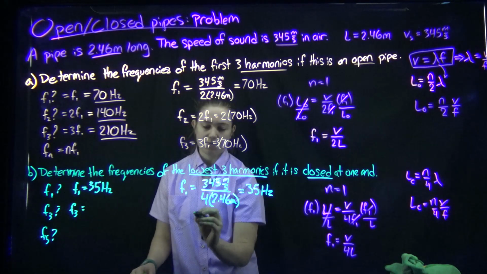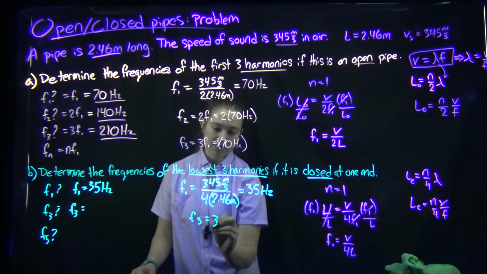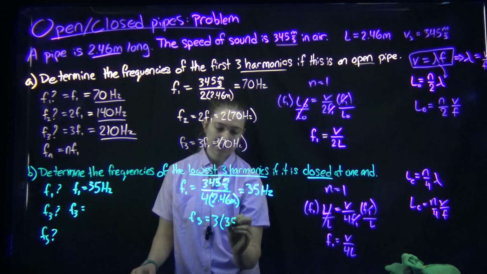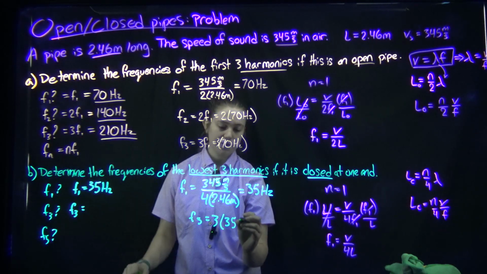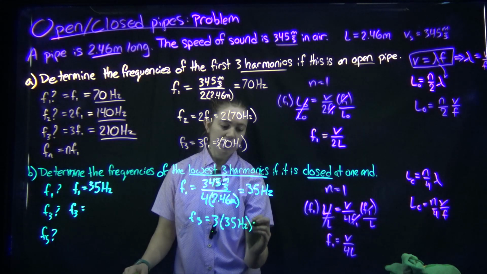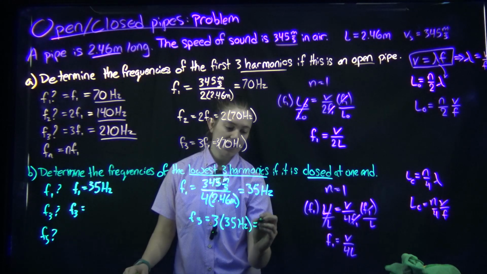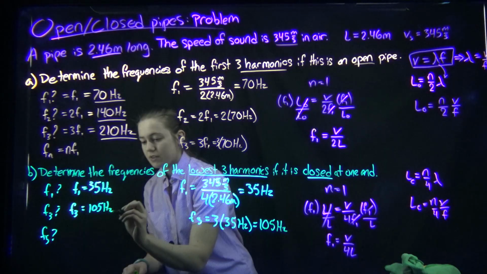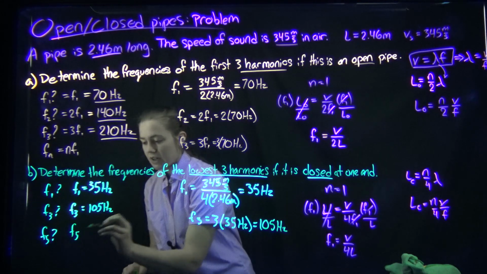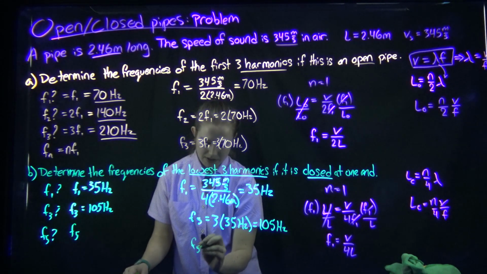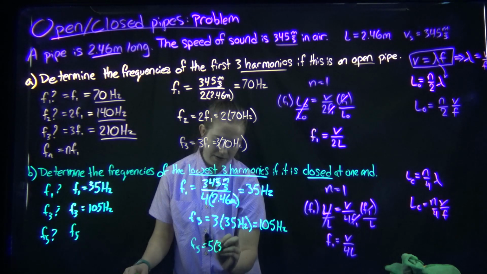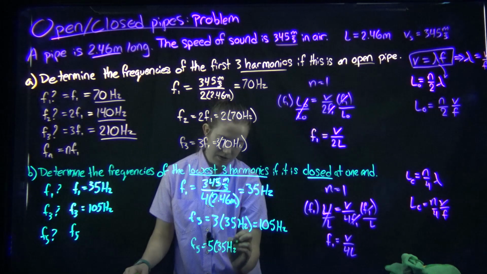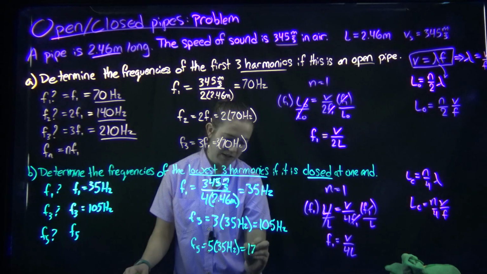F3 is going to be 3 times that. We're going to find it the same way we did over here. That's going to be 105 hertz. F5, same thing again, multiply it by 5. That's going to be 175 hertz.